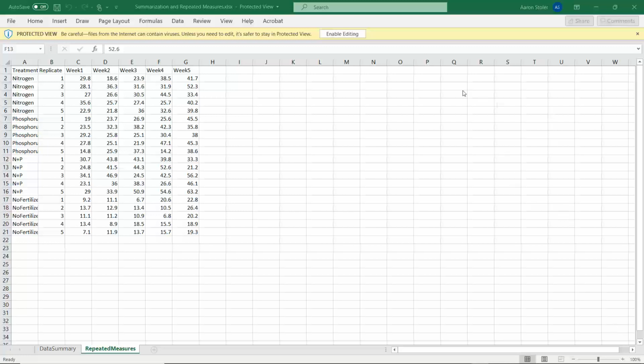Now, if you open this data sheet, you might see this yellow bar at the top that says Protected View. Just go ahead and click Enable Editing. That way we can edit the worksheet together.